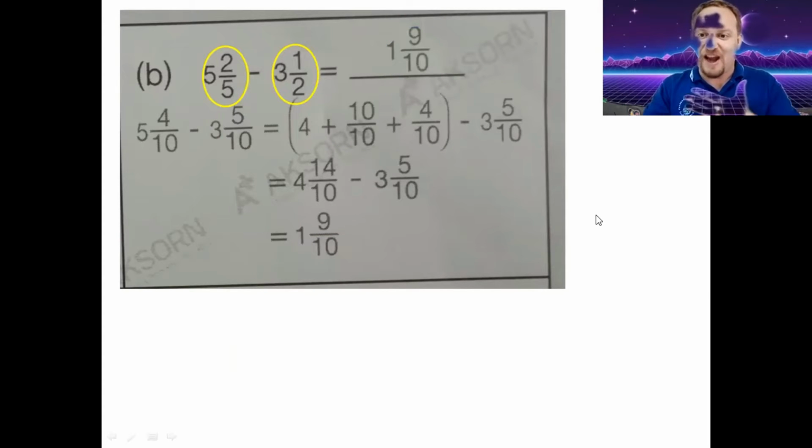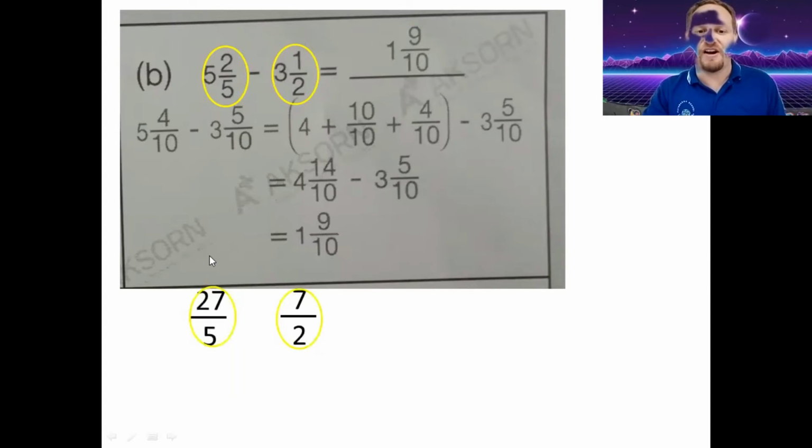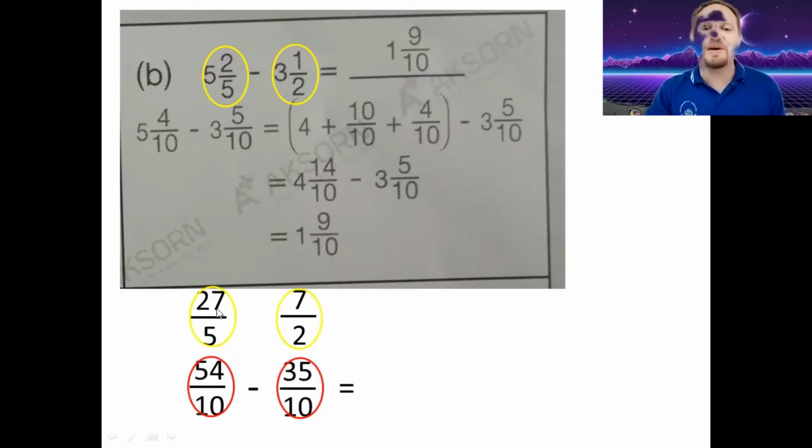Now, the easier way I think to do this would be to turn the mixed numbers into improper fractions like this. So 5 and 2 over 5 would be 27 over 5. 3 and 1 over 2 would be 7 over 2. Then we find the common multiple of 10. 27 times 2 is 54. 5 times 2 is 10. 7 times 5 is 35. 2 times 5 is 10. Now we have 54 minus 35 gives us 19 over 10. Simplify that answer and we get 1 and 9 over 10.